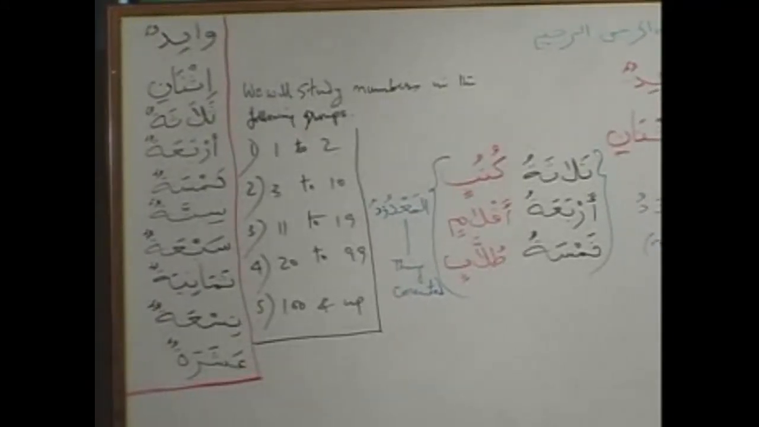Let's start from number 1, brothers and sisters. Ready? Kalamun wahidun, kalamani ithnani, salasatu aklamin, arba'atu aklamin, khamsatu aklamin, sittatu aklamin, sab'atu aklamin, thamaniyatu aklamin, tis'atu aklamin, asharatu aklamin.